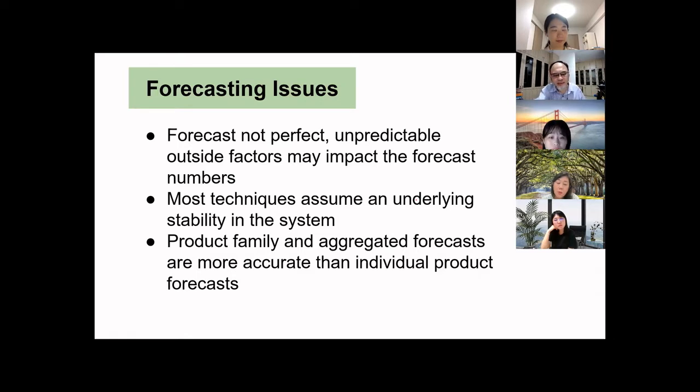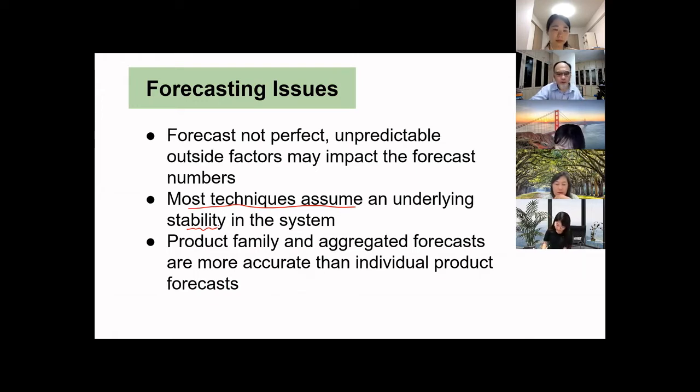Of course, there are many things which will be outside factors, and most techniques assume that there is stability in the system. Okay, we are getting the demand from a stable system. Who can predict Corona in 2020? Anyone? Cannot. So the assumption was stable, okay? But when there is a disruption, then you need to actually remodel.